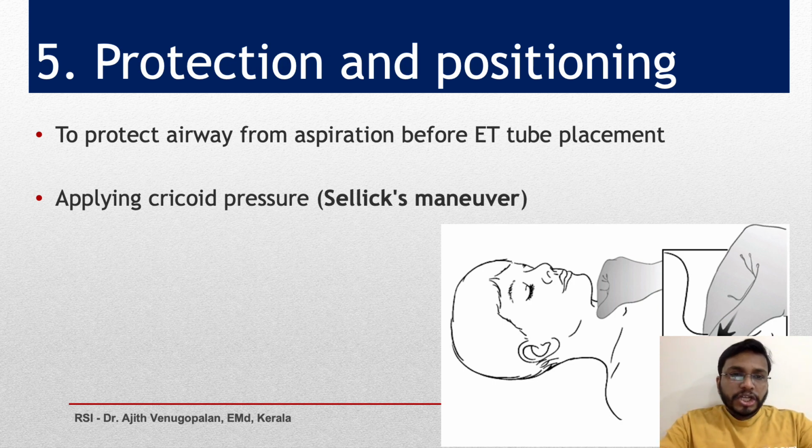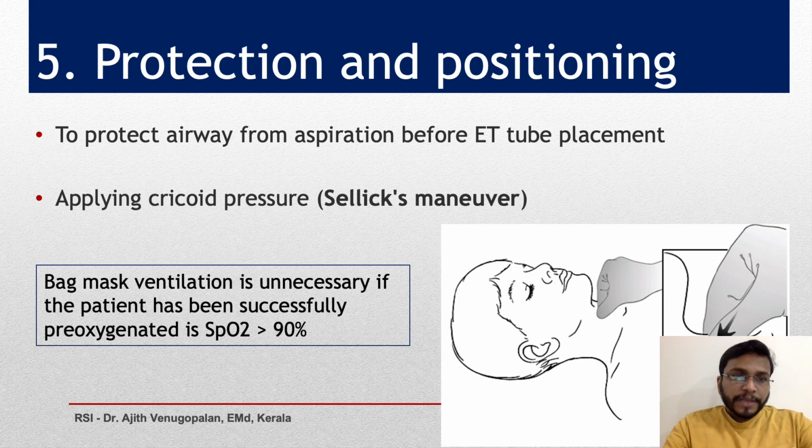There are recommendations to use the Sellick maneuver, that is cricoid pressure, because you have already sedated and paralyzed the patient. So to prevent even a slight risk of aspiration, cricoid pressure can be given. You palpate the cricoid and you press it back. That's a method that you choose, and it is said to reduce the risk of aspiration.